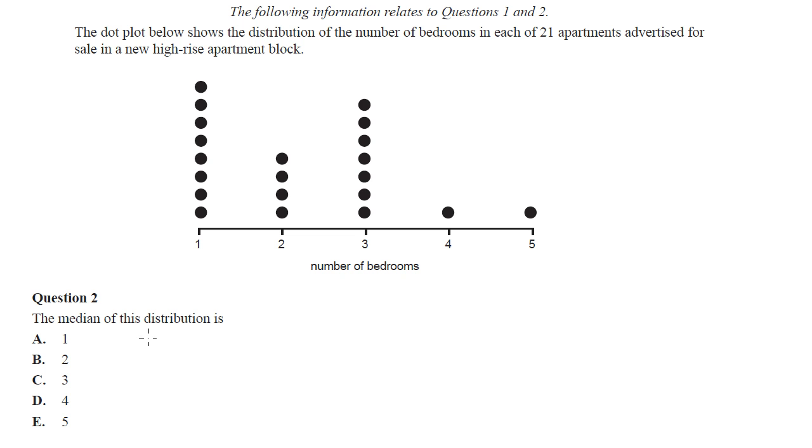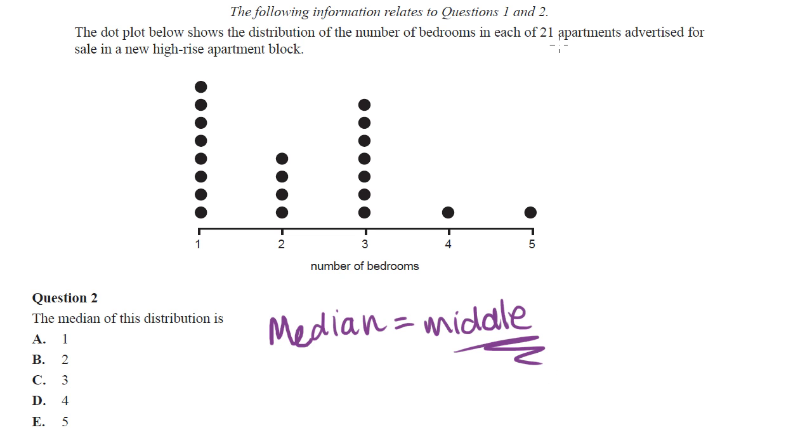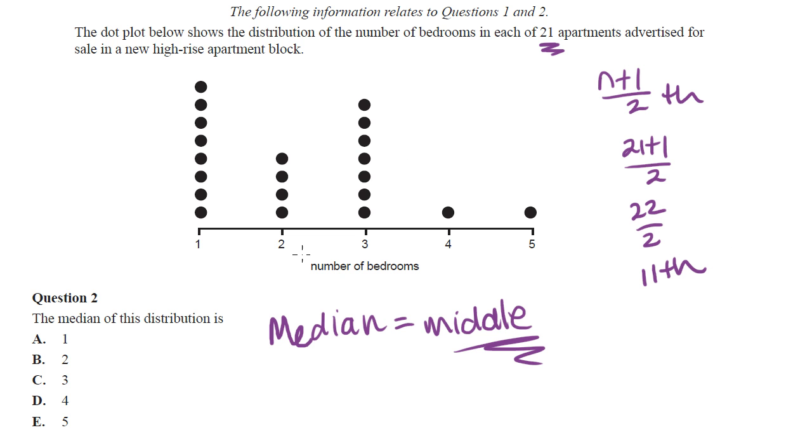Question 2 said the median of this distribution is. Okay, so median is the middle number when they're all in order. So there's 2 ways we could do this. We know that there are 21 in total. So remember the median is the n plus 1 over 2 th position. So we could say 21 plus 1 over 2, which is 22 over 2, or the 11th position. Count in 11. 1, 2, 3, 4, 5, 6, 7, 8, 9, 10, 11. So one of these occurrences of 2 must be the median, which makes the answer B.